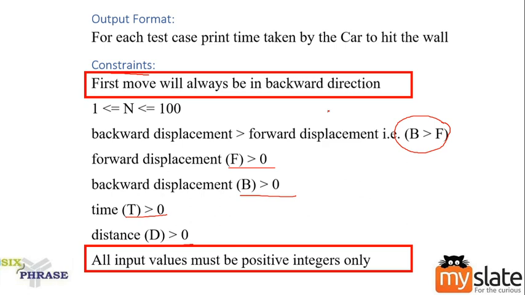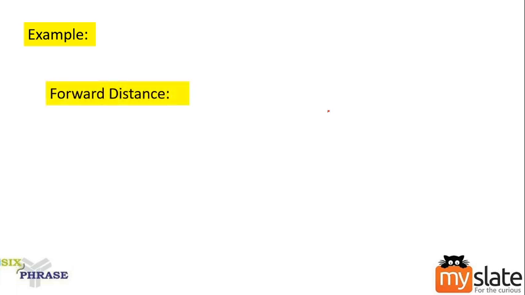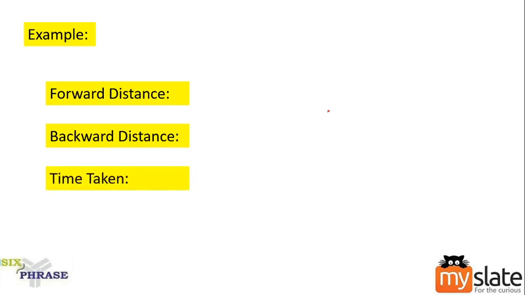Let us consider an example first. We'll work on the example. Once we understand the example, we'll be able to develop the program. So what are the four data they will give you? They'll tell you the forward distance, the backward distance, the time taken to cover 1 meter, and the distance between the car and the wall. These are the four data that will be provided for us.